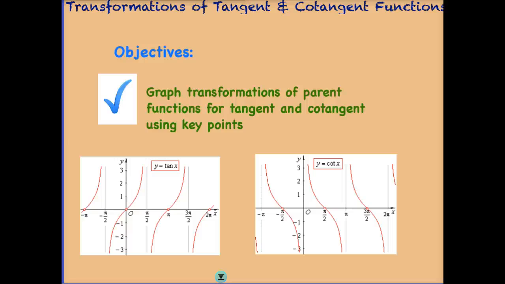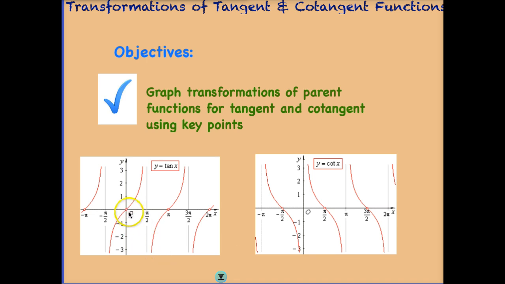In today's lesson, we will graph transformations of parent functions for tangent and cotangent using key points. Before we begin, let's examine this tangent and cotangent graph. Notice that the tangent has a positive sloping graph while the cotangent is negative.